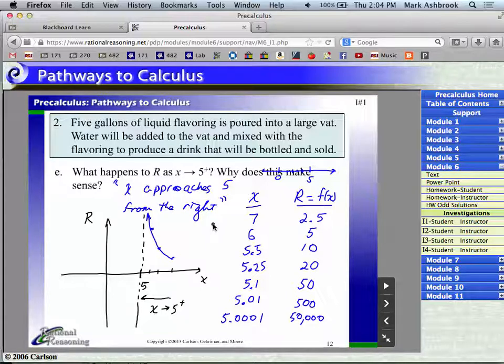So we have this imaginary line here at 5, which is called a vertical asymptote. The rational function is undefined at that value of the vertical asymptote, because if we put 5 in that function, it would be like trying to divide by 0.